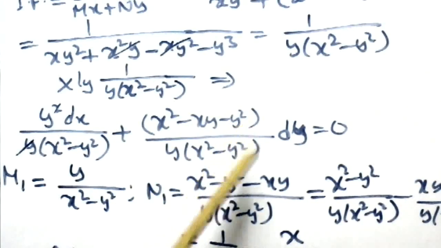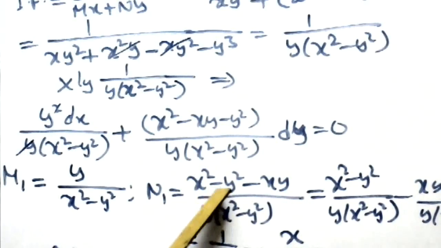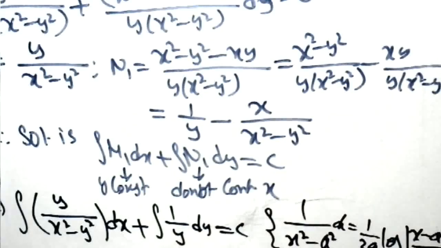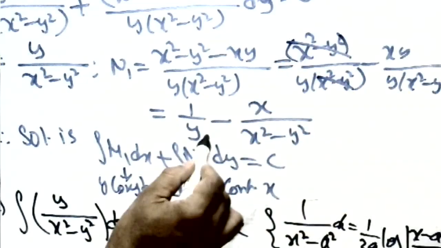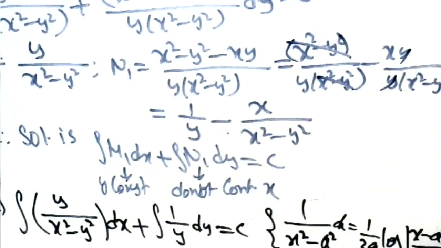Now see here, a little bit we will change here. We write x² minus y² minus xy. Separate this, you will get cancelled: (x² minus y²) by y(x² minus y²) minus xy by y(x² minus y²). Why did we separate this one? Because this will get cancelled. You are left with 1 by y minus, this y will get cancelled, we get this one.